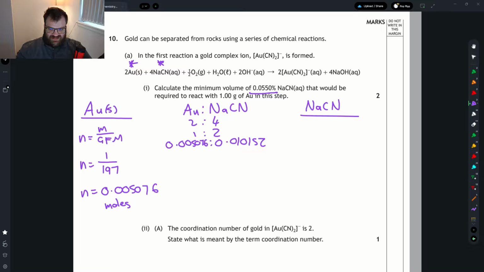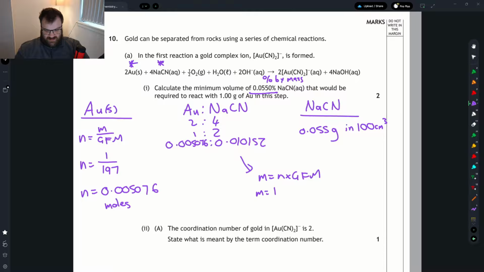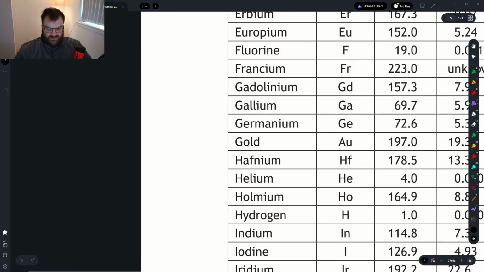Right, couple of things going on here. So the first thing I think this is percentage by mass. Or weight, but by mass. That means that 0.055 grams in 100 centimeters cubed. And then what we need to do is turn this into a mass. So mass equals n times GFM. Mass will be our 0.010152 times sodium, carbon, and nitrogen.